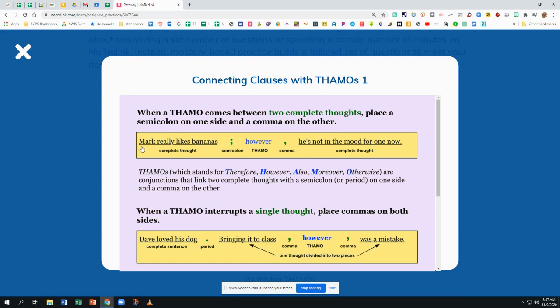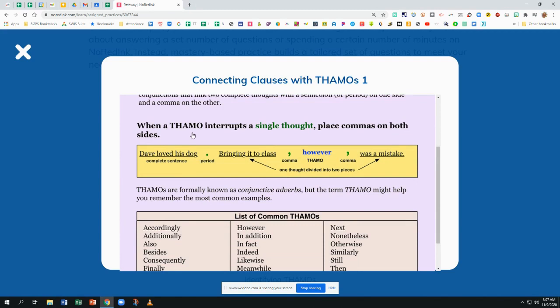So you have the first complete thought here. Mark really likes bananas. Then a semicolon. However is our conjunctive adverb. Then a comma. He's not in the mood for one now. Right? So we've combined these two complete thoughts using a conjunctive adverb. Semicolon goes before the conjunctive adverb and a comma goes after. Okay?